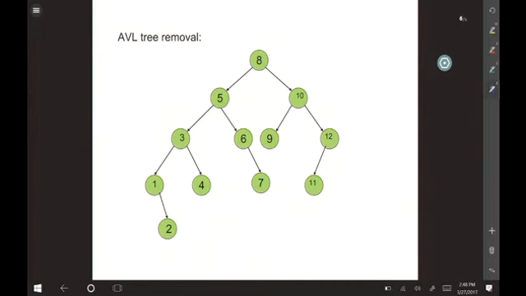7. Okay, what happens when I remove 7? I lose balance at 5, and what rotation fixes it? A right rotation around 5. That's right. Okay, fine. There's something else incredibly interesting.